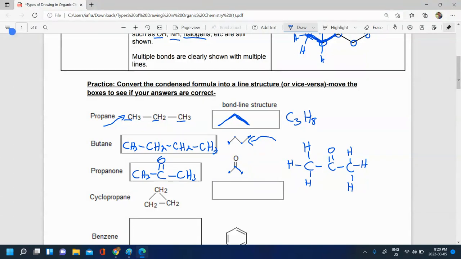Here we have a cyclical compound, and we want to make a line diagram for it. So basically, we're just replacing each of these points here by points on a triangle. So we have three carbons. There we have our cyclopropane.